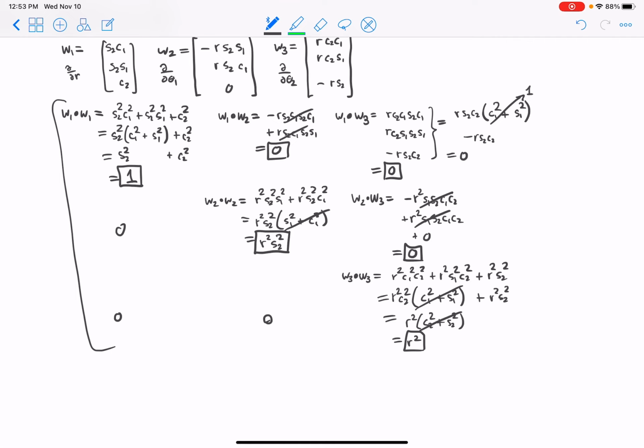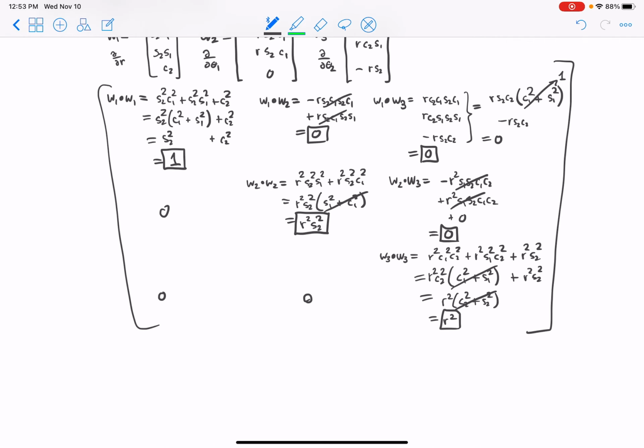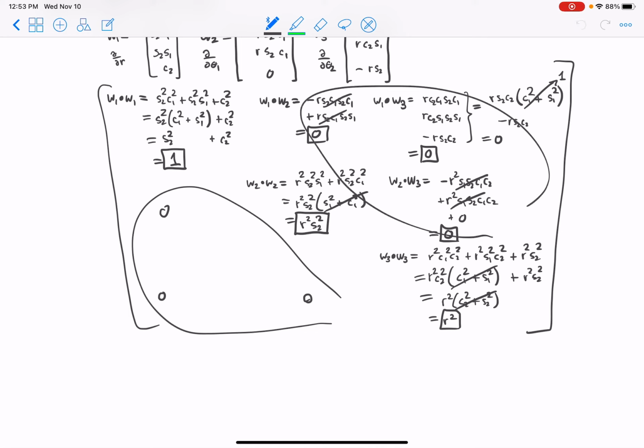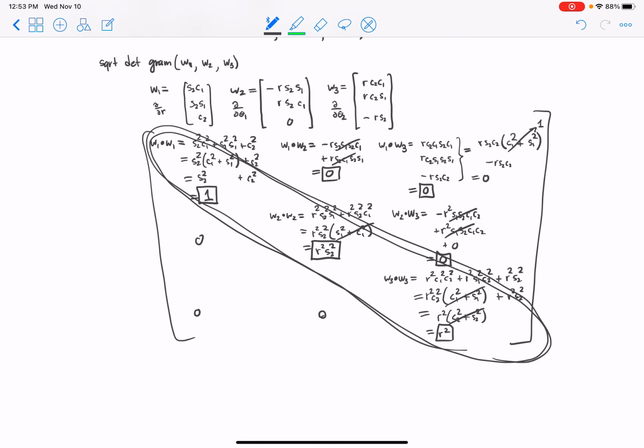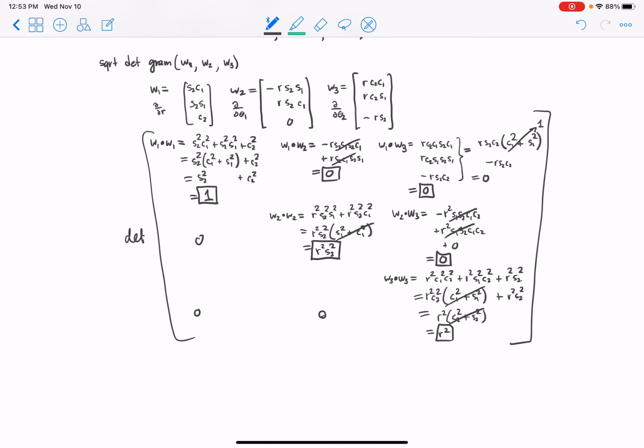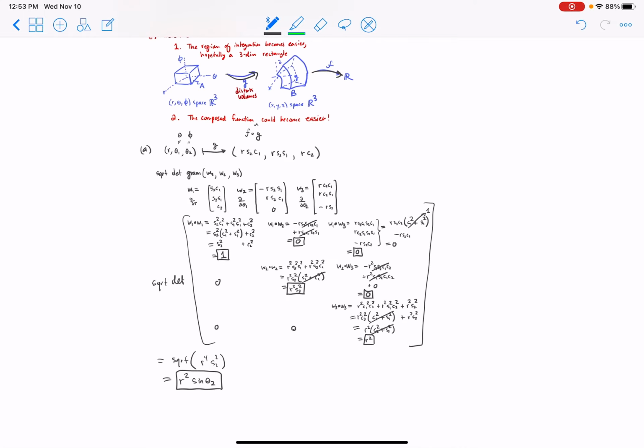Excellent. Here is my 3 by 3 matrix. You'll notice that all the entries are 0 off the diagonal, so the determinant of this matrix only has one non-zero term, namely the multiplication of these diagonal elements. So this whole square root is just going to be the square root of the determinant of this thing, which will be 1 times R squared S2 squared times R squared. So that's going to be an R to the 4th S2 squared. Taking the square root brings me down to an R squared sine of theta 2. That's the answer. We're all done.